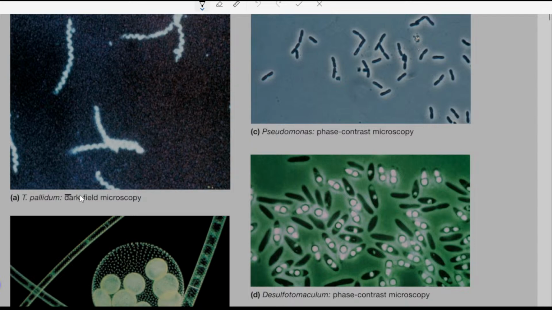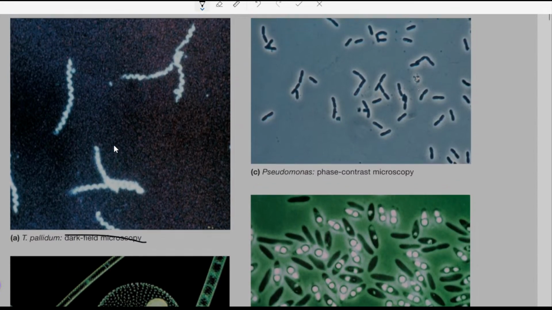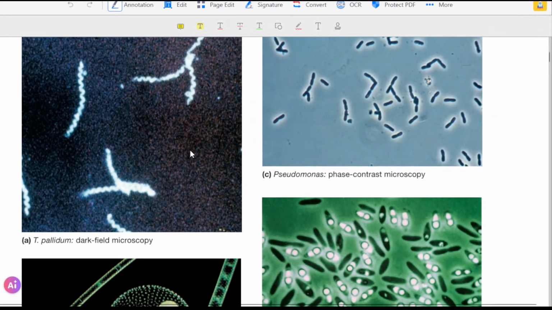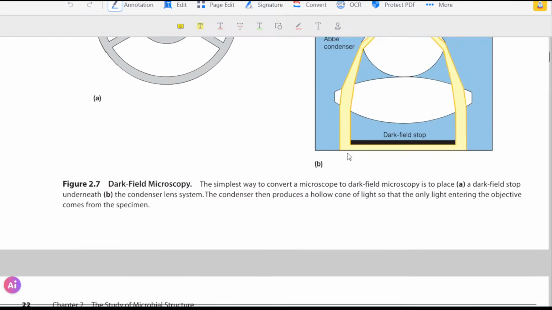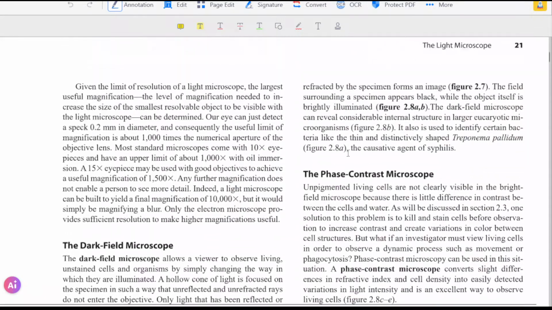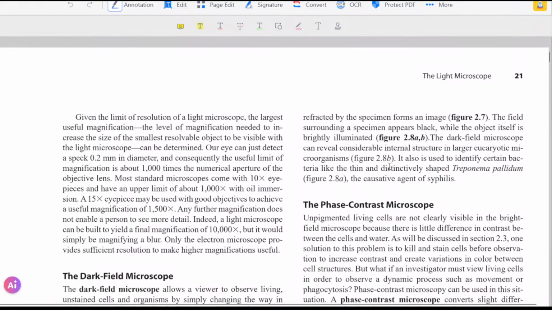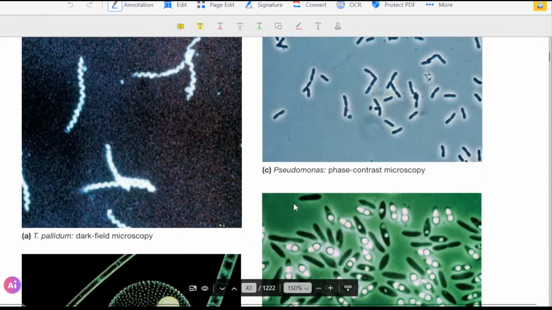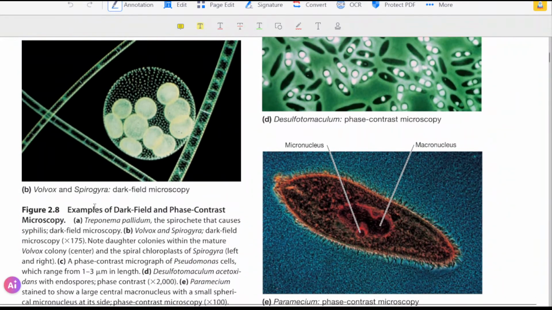So they are saying this is dark field microscopy, and this is how the T. pallidum looks. Look at this syphilis. No, it's not syphilis, pallidum. It looks so vibrant, and you can see the shape, while the background is just darker. But did they tell us to look at the diagram? 2.8 A and B. Volvox and Spirogyra under a dark field microscope.